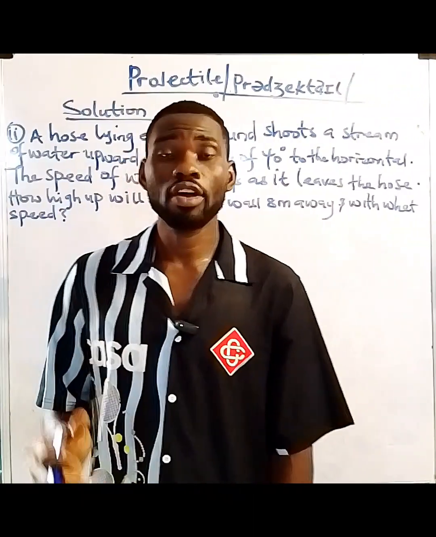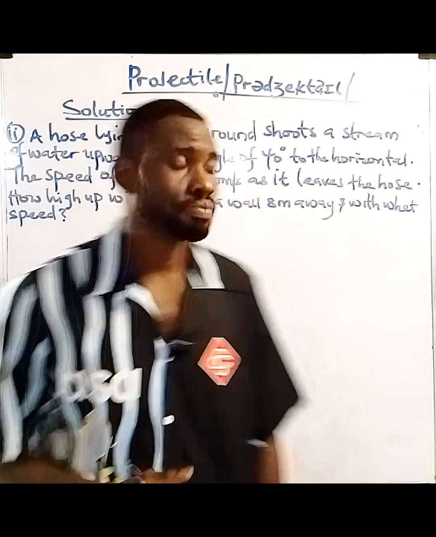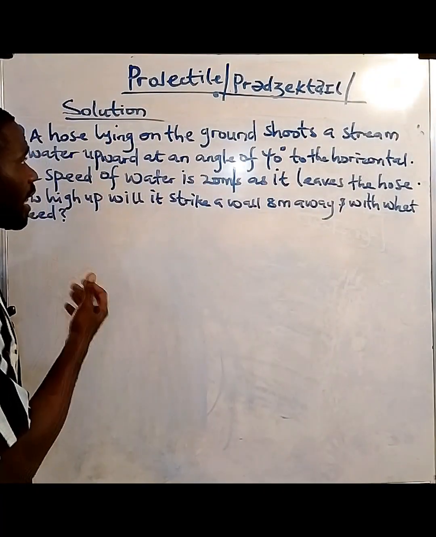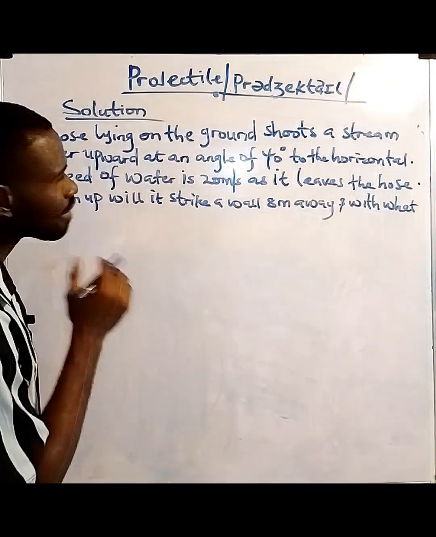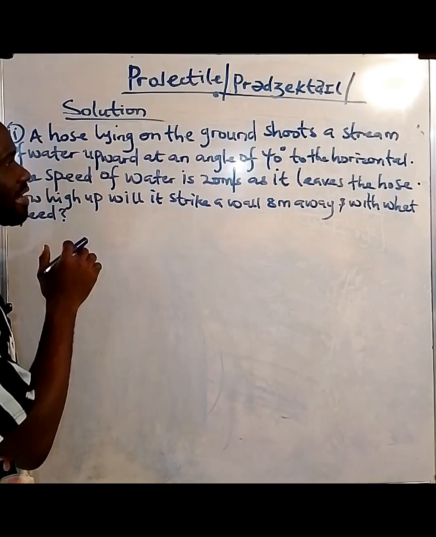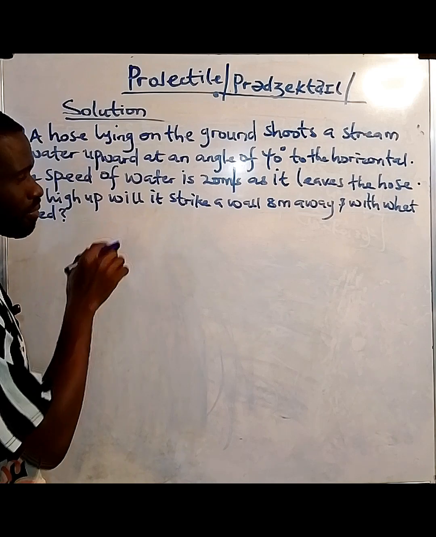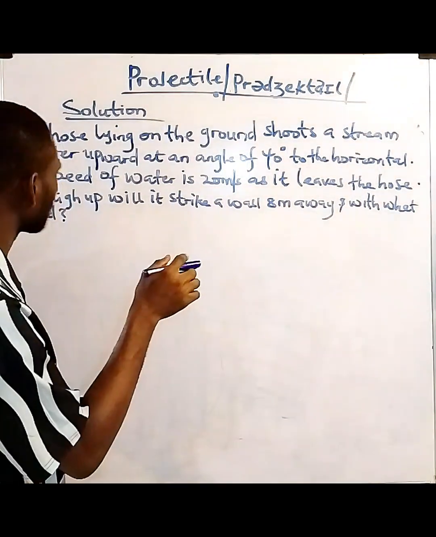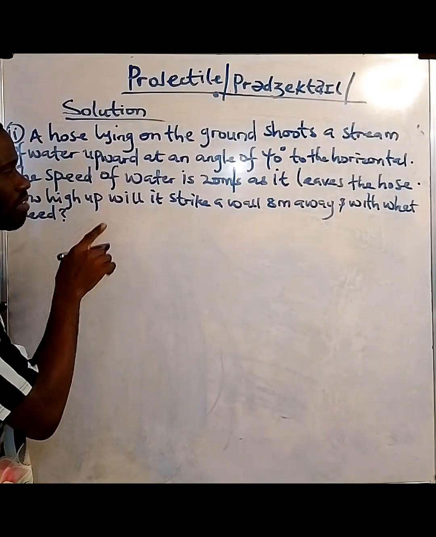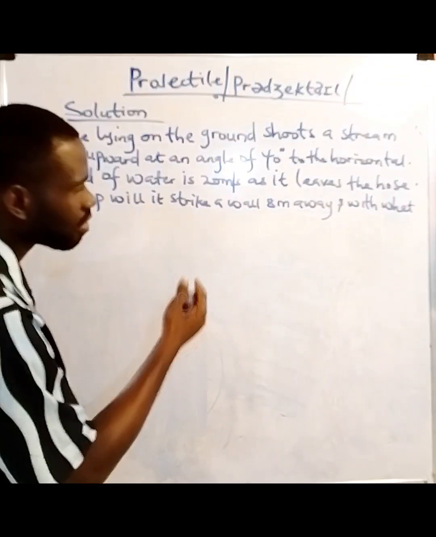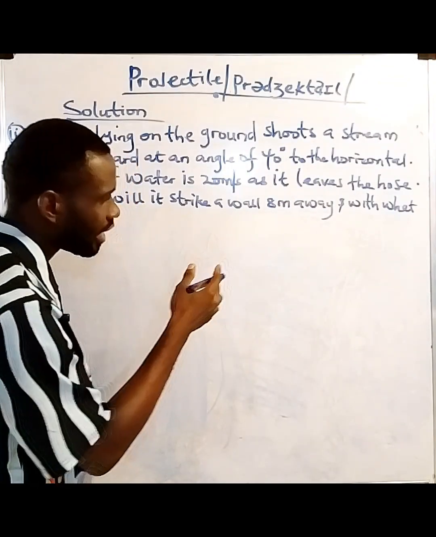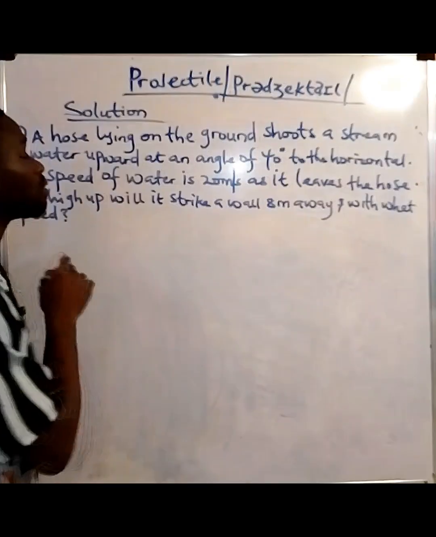Okay, fams, this is the second question we're given as a take home on projectile. A hose lying on the ground shoots a stream of water upward at an angle of 40 degrees to the horizontal. The speed of water is 20 meters per second as it leaves the hose. How high up will it strike a wall 8 meters away, and with what speed will it strike?